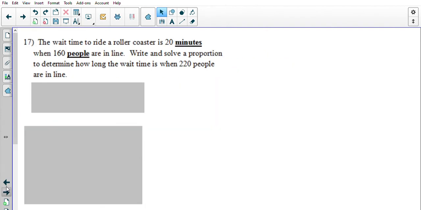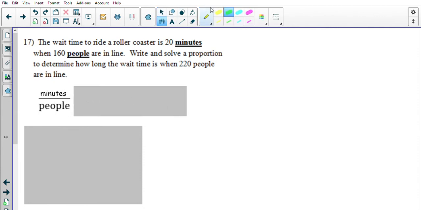All right, let's take a look at number 17, get into some true word problems here. So in number 17, it says the wait time to ride a roller coaster is 20 minutes when 160 people are in line. Write and solve a proportion to determine how long the wait time is when 220 people are in line. So we're talking about two different things, minutes and people.